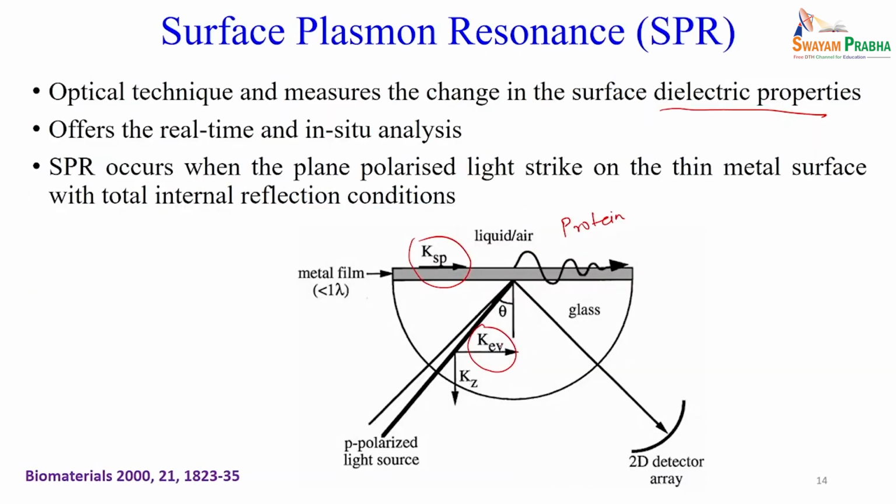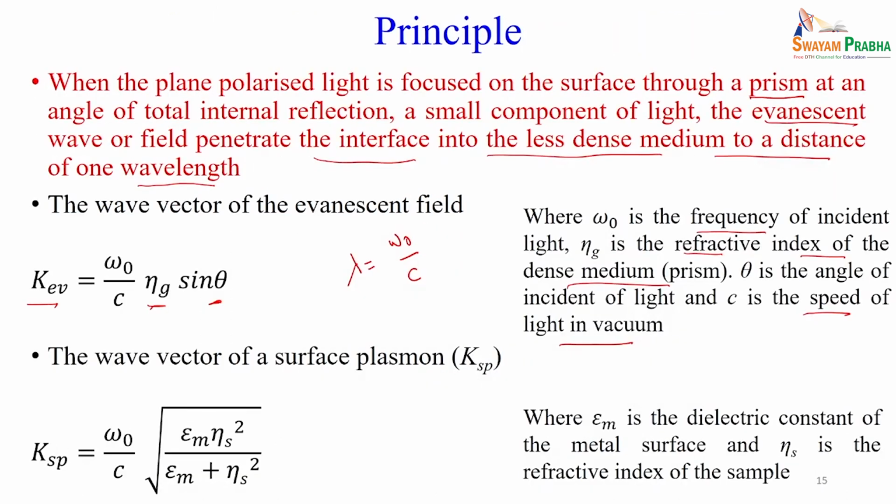So, one wave is the evanescent wave KEV, and the other wave, on the top, is KSP. That is the wave vector of the surface plasmon, KSP, which is equal to the frequency upon the speed of light, multiplied by an expression in which we have to take into consideration the dielectric constant of the metal surface and the refractive index of the sample. So, for the top layer we have to consider the refractive index of the sample.